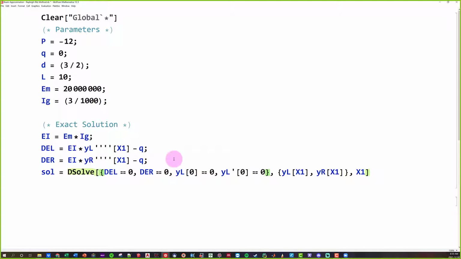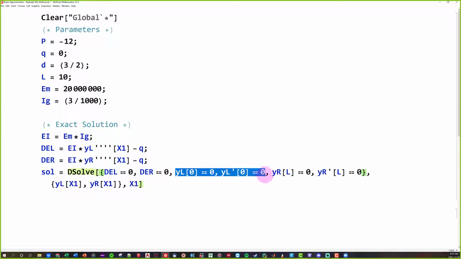And if we look at the very right-hand side of the beam, we know that the displacement and rotation at x1 is equal to L also has to be 0. So YR at L equal to 0, and YR prime at L equal to 0. So basically the displacement and rotation at the left-hand side is equal to 0, and the displacement and rotation at the right-hand side is equal to 0. So there's 4, but we need 4 more.